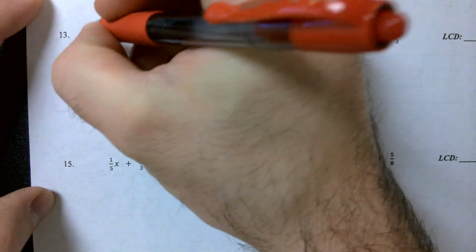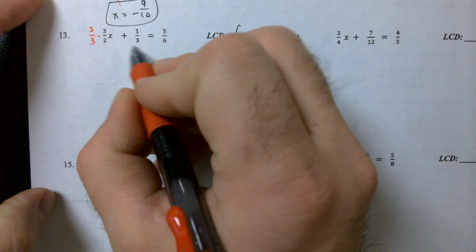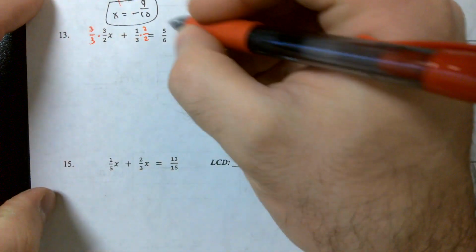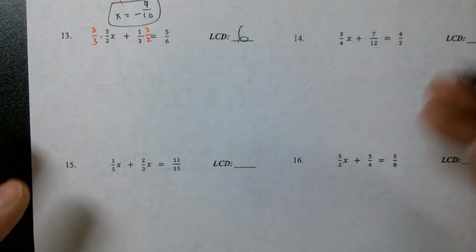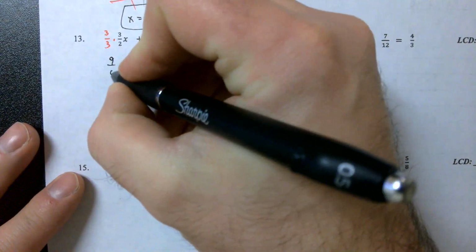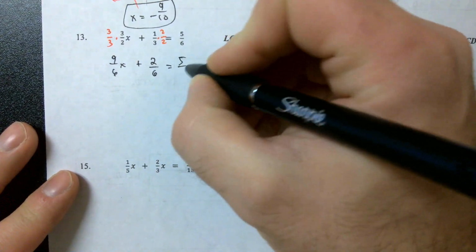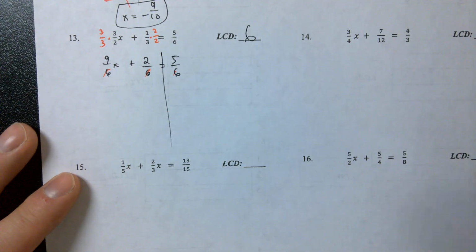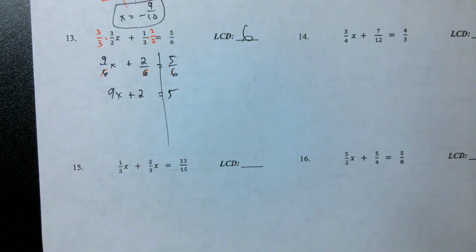So I'm going to multiply my first term by 3/3, because 3 times 2 will give me 6 on the bottom. I'm going to multiply my next term by 2 over 2. And I'm going to leave this last one alone because I've already got a 6. Multiplying it by 1 over 1 isn't going to change anything about my fraction. Now I've got 9/6x plus 2/6 equals 5/6. 6, 6, 6, they go away. And I've got 9x plus 2 equals 5.